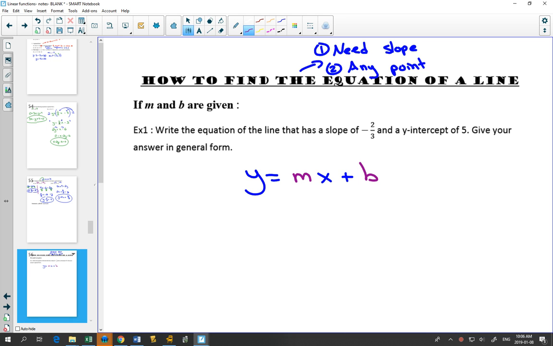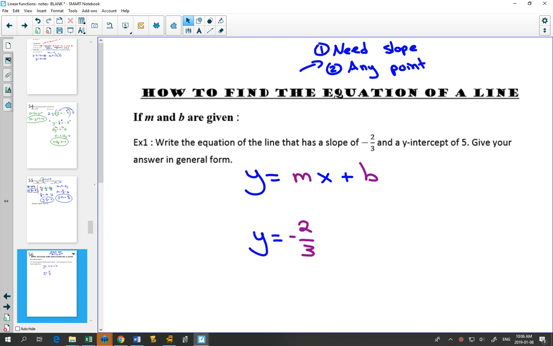I can say y, that's purple. I want to go back to blue. Oh, still purple. There we go. y equals, and then I know m is negative 2/3. And I know that b is 5. So I can plug in values for m and b. Finally, so we found the equation of a line.